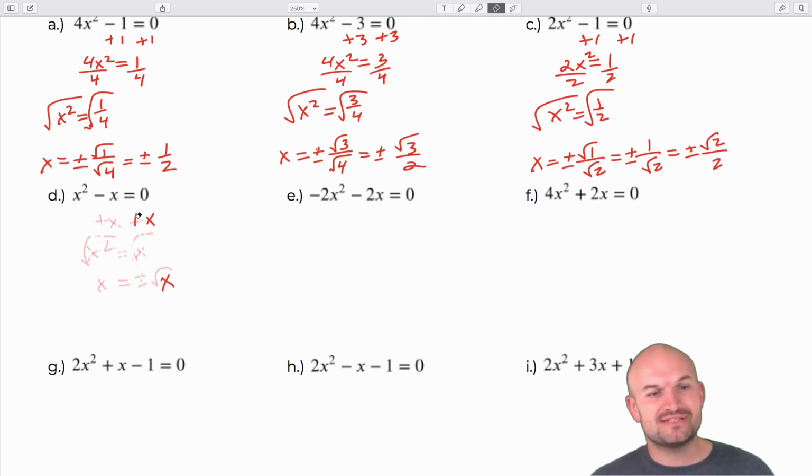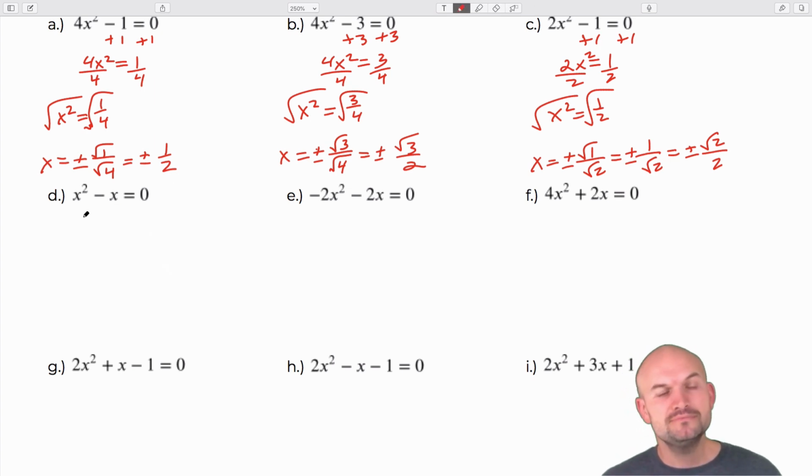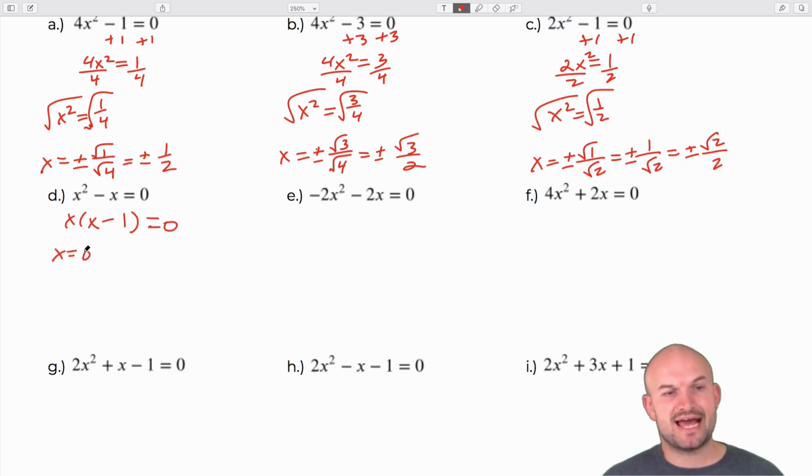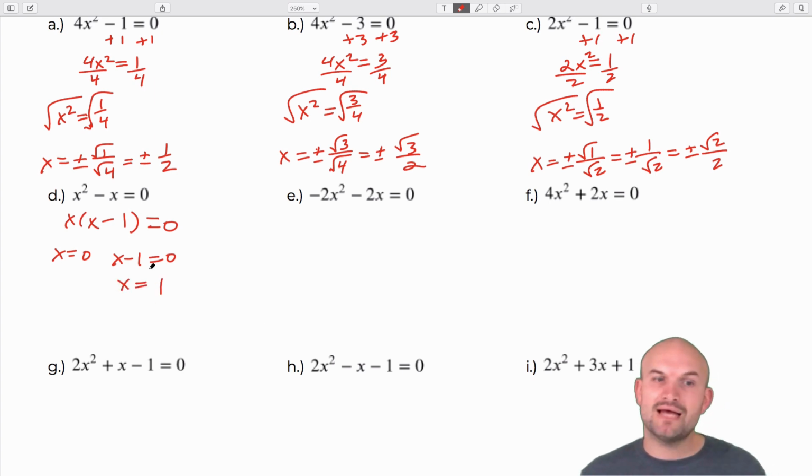So we have to understand when we have more than one x, unfortunately, we got to go back to our factoring days. So we need to factor out what they have in common. And in this case, they just have an x in common. So by factoring out an x, I'm left with x times x minus 1 equals 0. But now I have a product equal to 0. So therefore, I can apply the zero product property. So I can say x equals 0 and x minus 1 equals 0. Therefore, x is equal to a positive 1. And voila. Very, very little work that I had to do.